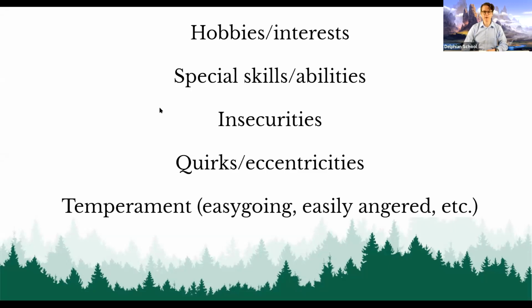Special skills or abilities. Sometimes those special skills don't line up with their hobbies. You know, he loves flying. He's a pilot. That's his hobby and his interest. But he's not very good at it. He just likes to fly, but he's a great swimmer. So that's his special skill. He's really good at swimming, but he wants to fly. There you have some conflict.